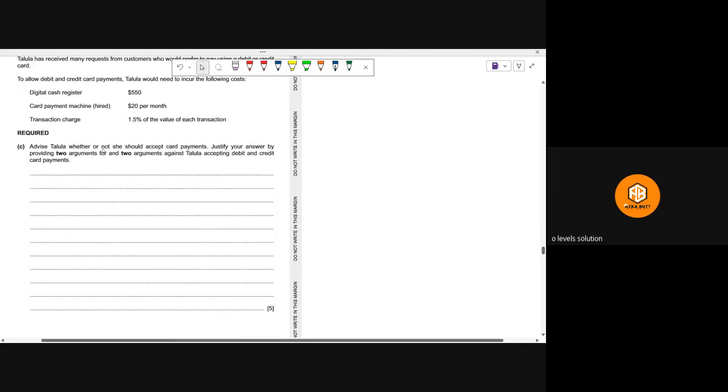We need to advise Talula whether or not she should accept card payments. Justify your answer. If she does that, she will be able to satisfy customers. It could increase sales and profits.